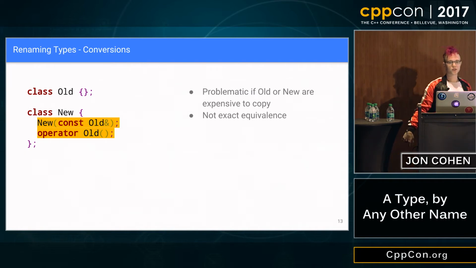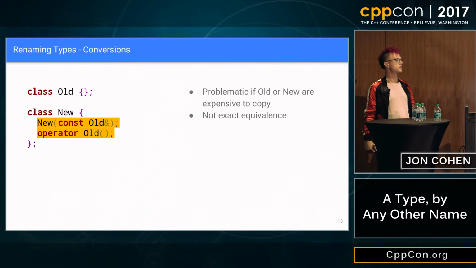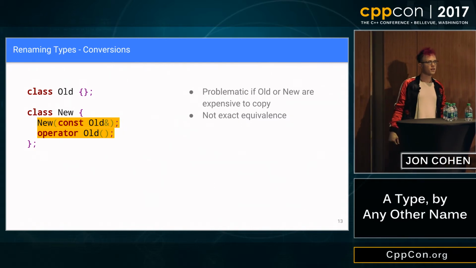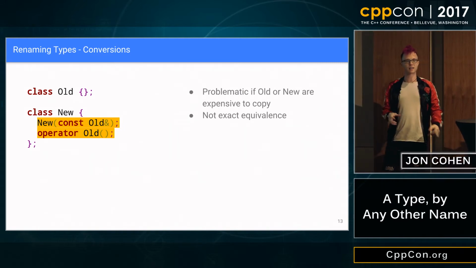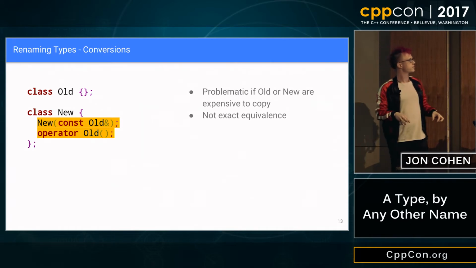Here's one way to do it. You could have the two types convert back and forth to each other. Here we have an implicit constructor on new. It can implicitly convert from old, and it converts to new via operator old. We actually do this sometimes in Abseil. We have an int128 type that converts to all the other ints because that's what ints do. They copy and convert, whatever.